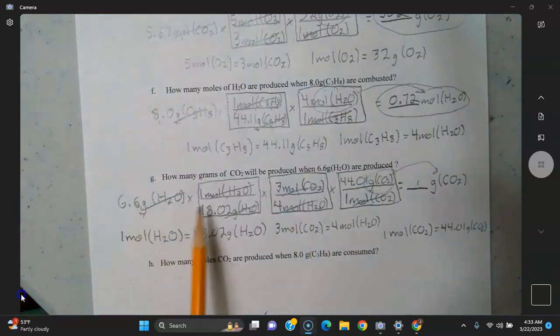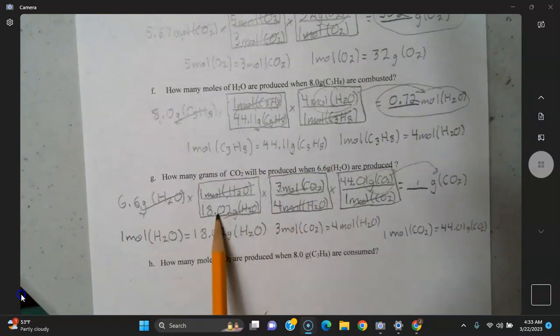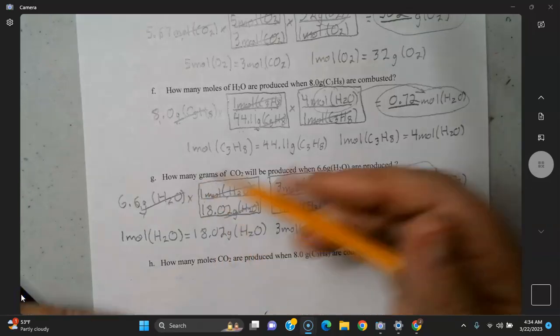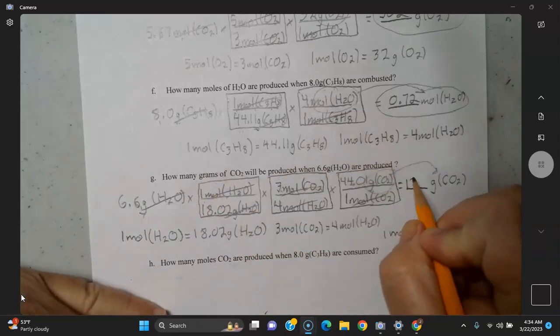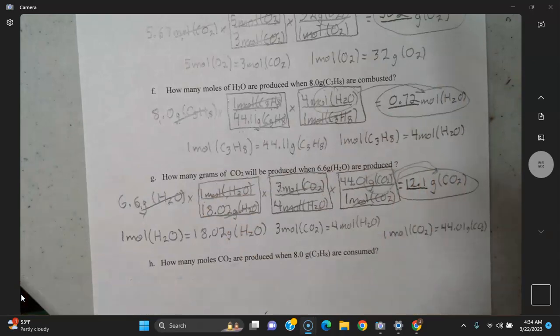So it's 6.6 times 1 times 3 times 44.01 divided by 18.02 divided by 4 divided by 1. Okay, and that's going to give us 12.1 grams of CO2 right there. Okay, all right, one more.